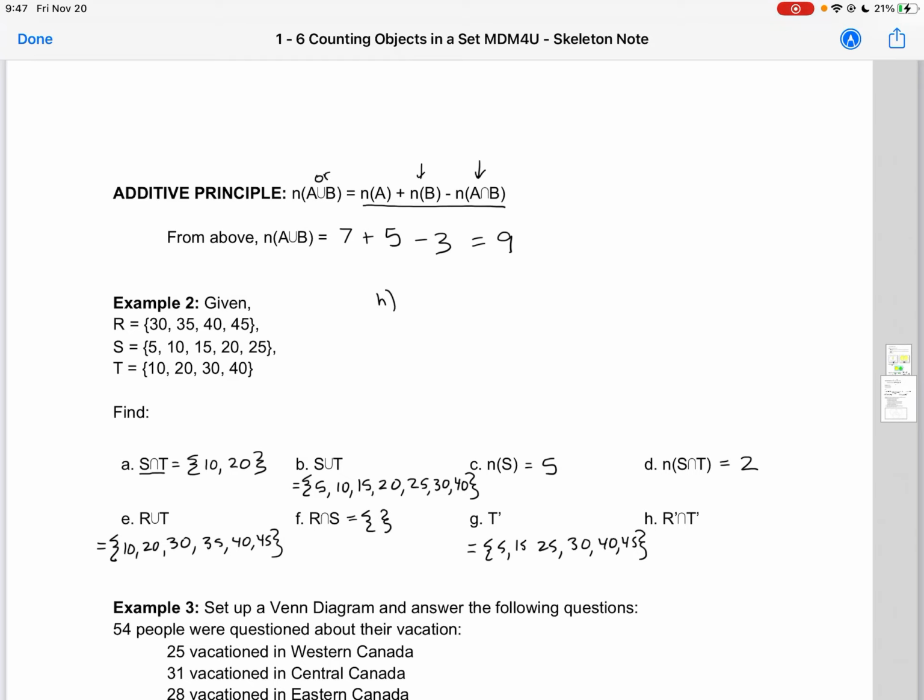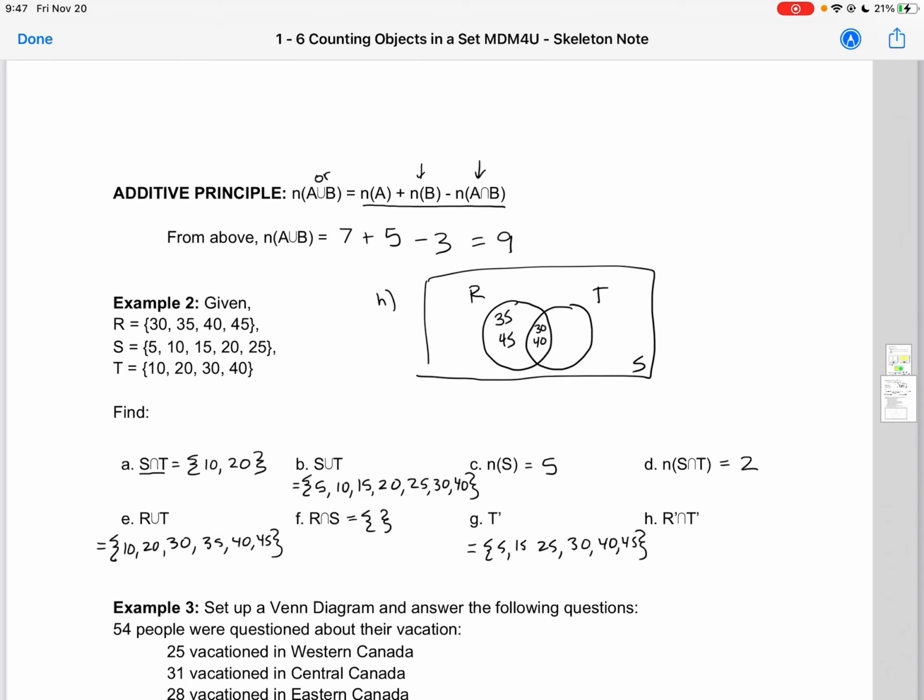So for H, I'm going to draw a Venn diagram. So here, I've got R and T, and then outside of that, I'm going to have my elements that are in S. So the ones that I have in R and T are 30 and 40, so I'm going to put those in the intersection. Left over in set R that aren't in T are 35 and 45. In T that aren't in R is 10 and 20. And then my leftovers in set S are 5, 15, and 25.